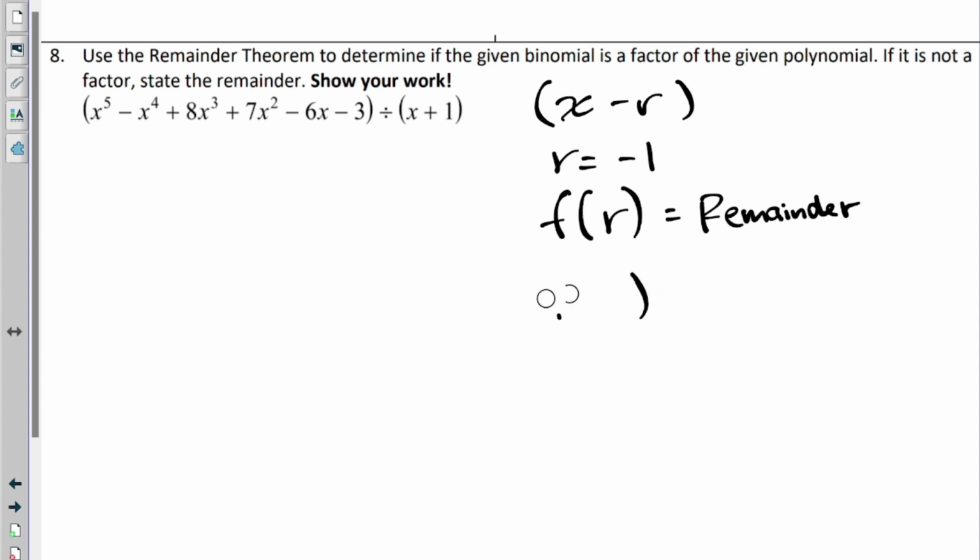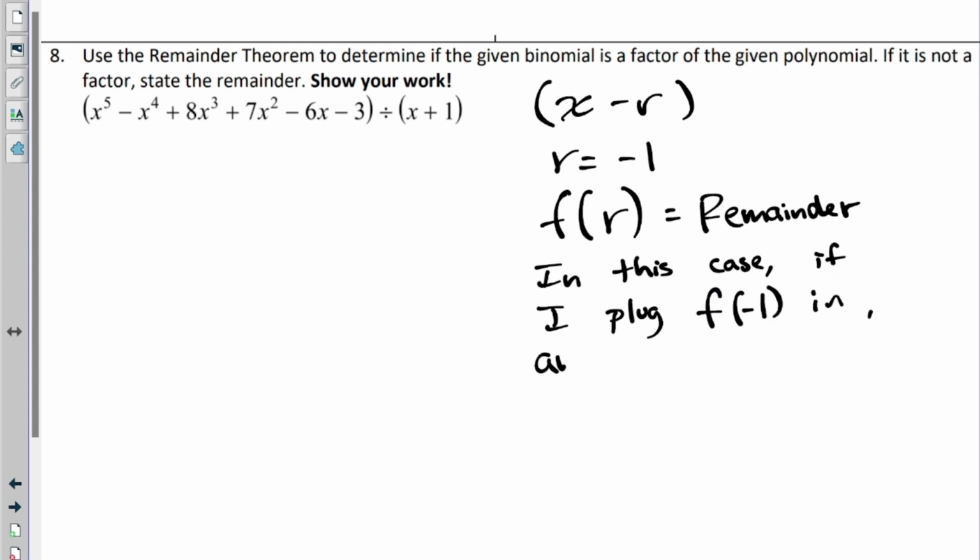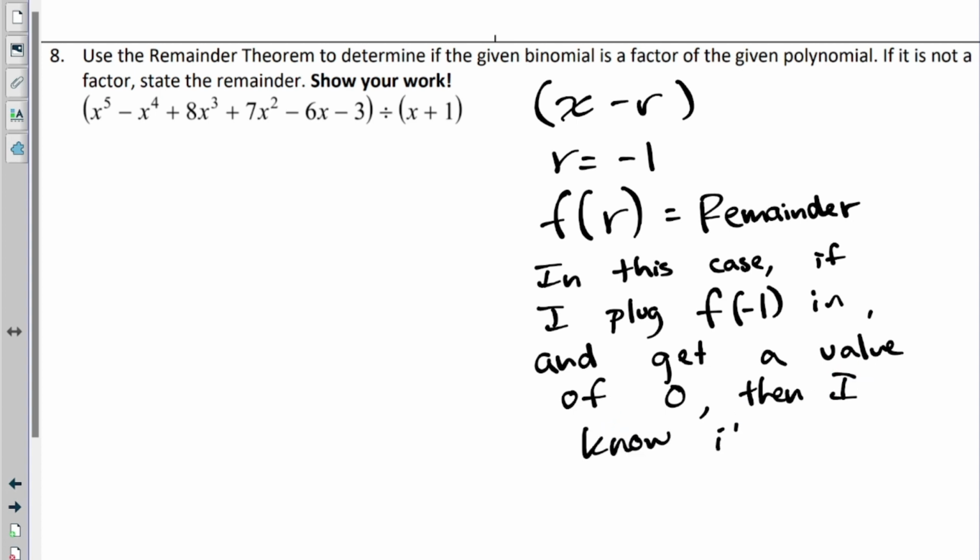In this case, if I plug in f of negative 1 and get a value of 0 as my output, like the evaluation term, then I know it's a root or a factor, because it would have no remainder based on the remainder theorem. Okay, so let's do this.